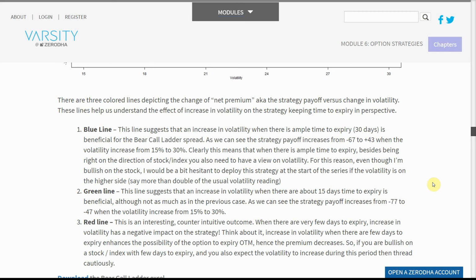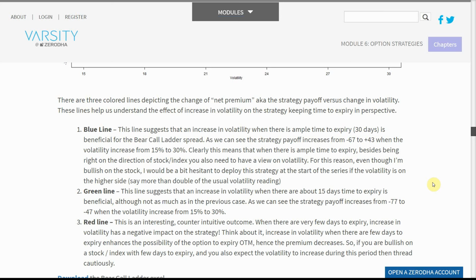Blue line. This line suggests that an increase in volatility when there is ample time to expiry, 30 days, is beneficial for the bear call ladder spread. As we can see, the strategy payoff increases from minus 67 to plus 43 when the volatility increases from 15% to 30%. Clearly, this means that when there is ample time to expiry, besides being right on the direction of the stock or index, you also need to have a view on volatility.